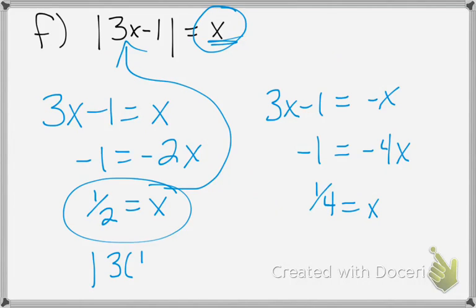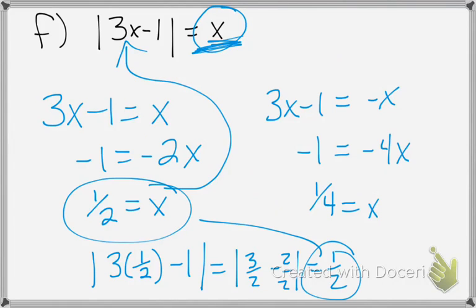So I use 3 times 1/2 minus 1. And what I should have for an answer is 1/2 when I'm finished. So half of 3 would be 3/2 minus 1. I'm going to change that 1 to a 2 over 2 so I can subtract fractions, which gives me 1/2, which is precisely what I wanted it to equal. So what that's going to tell me is that this answer over here on the left is in fact valid.